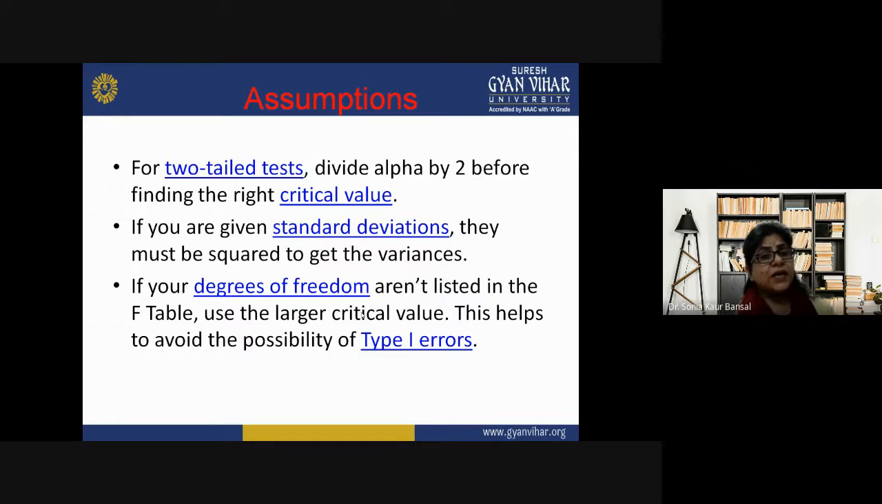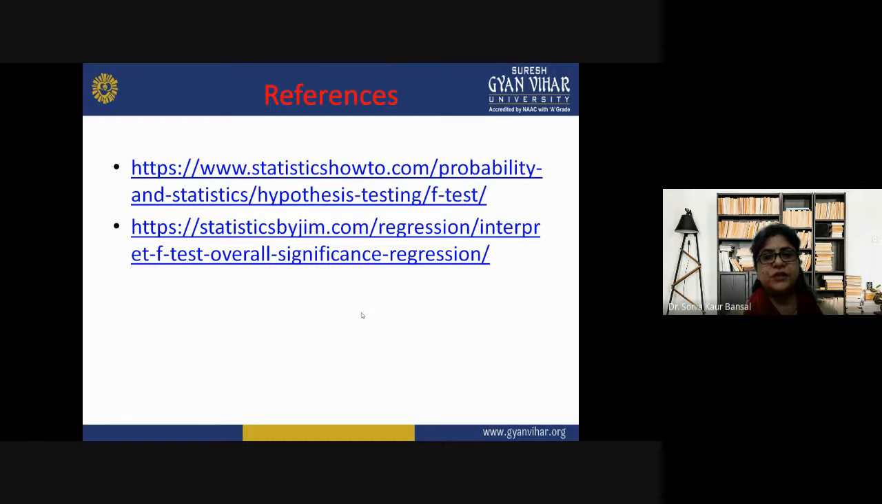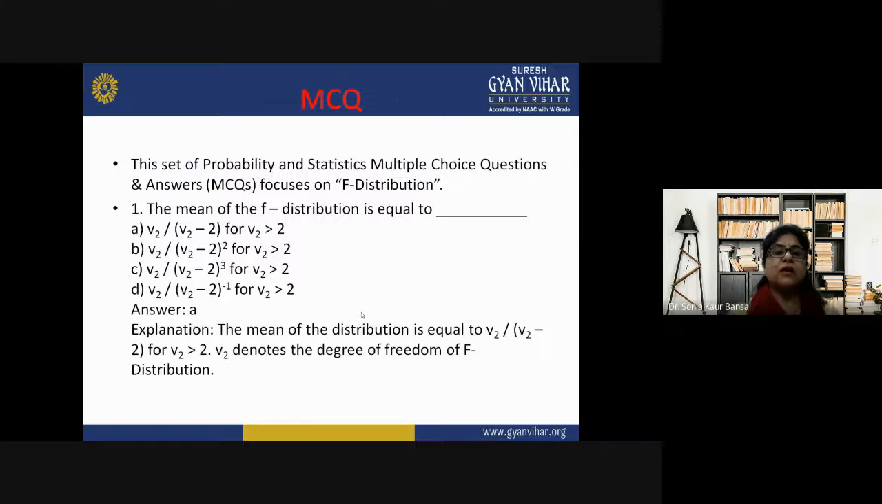Type 1 error and type 2 error are actually related to rejection or acceptance of a hypothesis, and when it is true and when it is not true. In that case, you have to go into detailed studies of type 1 and type 2 errors. Now, these are some references, students, for your purpose, and you can study more about F-test by looking at these references. Now, let's discuss some MCQs given to you with explanation also.